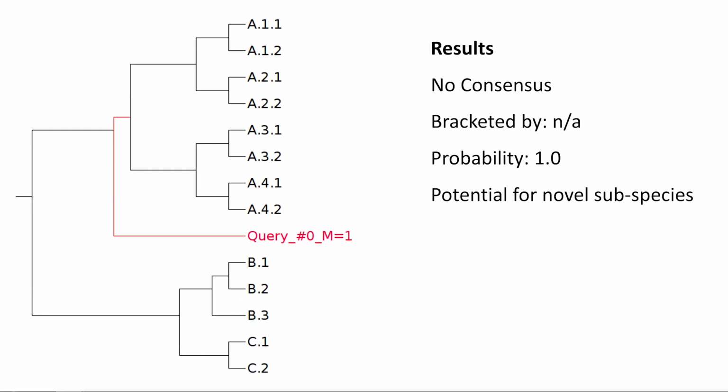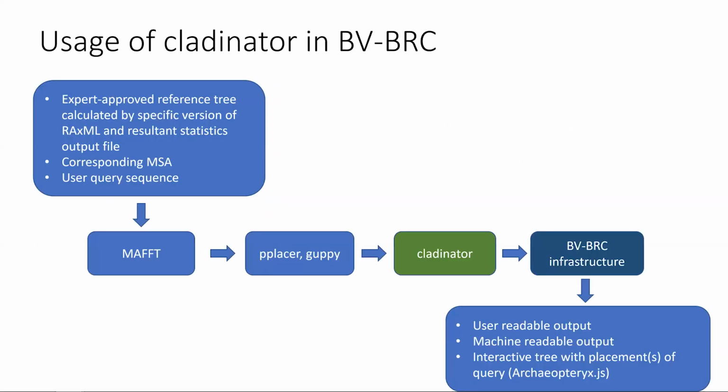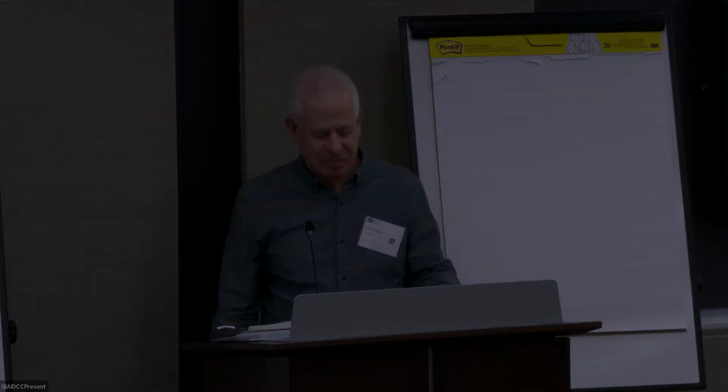And then here we have a case where we also have no consensus. It's falling between A and B. Again, this one will very likely be a novel subspecies. So that's how our pipeline works. We have maximum likelihood placement based mostly on math and pplacer. The program which summarizes the result is called Clade, and that is being used within the BV-BRC infrastructure. And that's it. Thanks for listening.